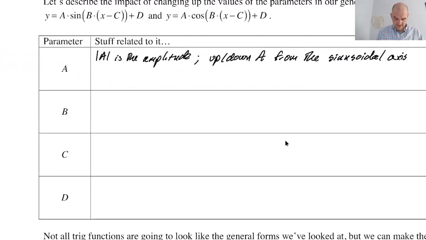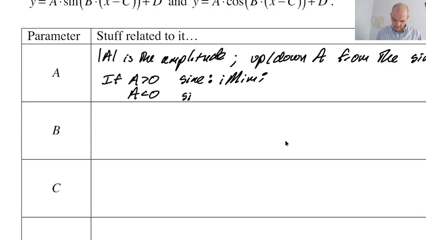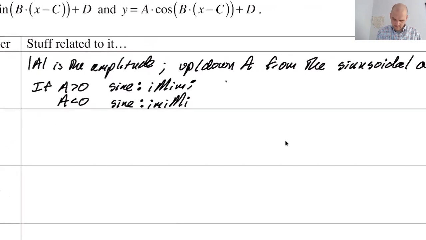Now, A also has another impact. If A is greater than 0, then sine is going to go intercept, maximum, intercept, minimum, intercept. If A is less than 0, then sine will go intercept, so all the maximums and minimums just switch. So minimum, intercept, maximum, intercept. The sooner you memorize that pattern, the better.